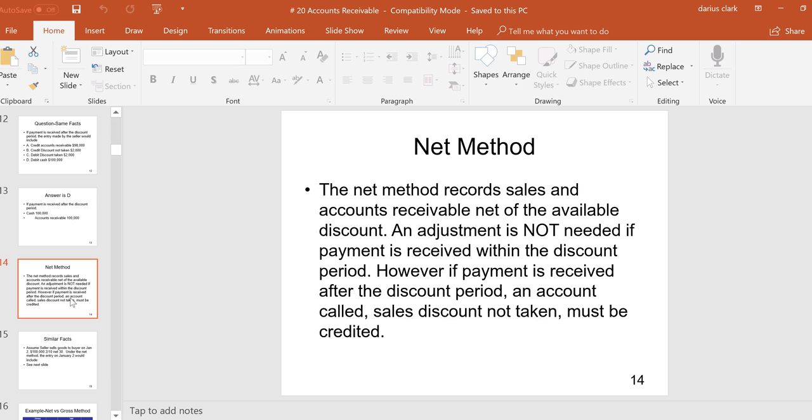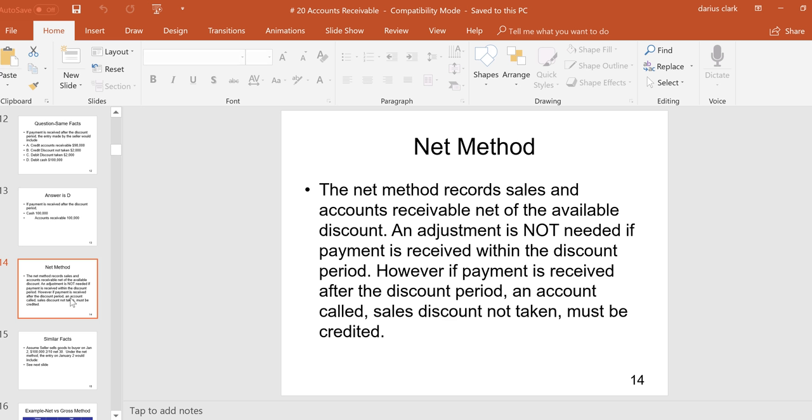And now for the net method. On slide 14. So the net method records sales and accounts receivable net of the discount. So now we're going to assume when we first make the journal entry that the customer is going to take advantage of the discount. So if they do take advantage of the discount, no adjustments needed. All they got to do is debit cash and credit the receivable. It's just that what if they pay after the discount period? Now we get surprised. And we have to make an entry.